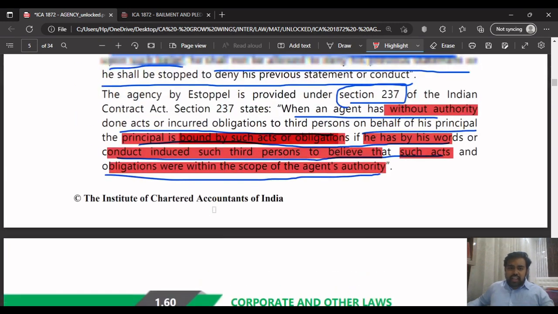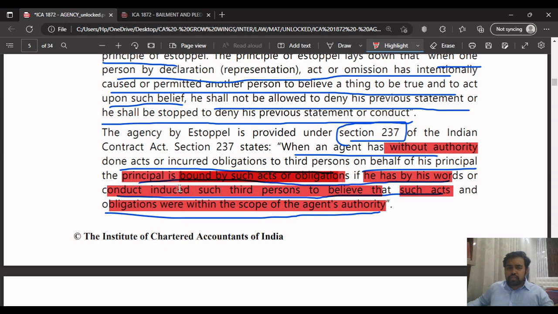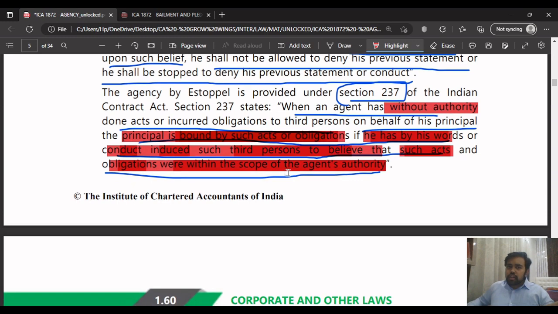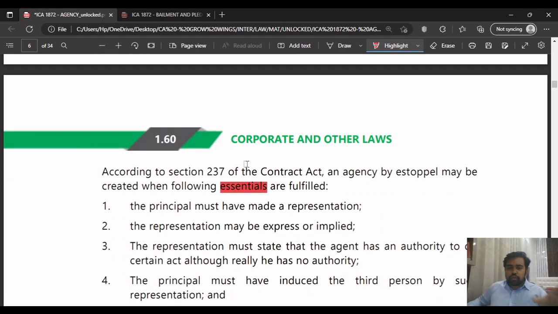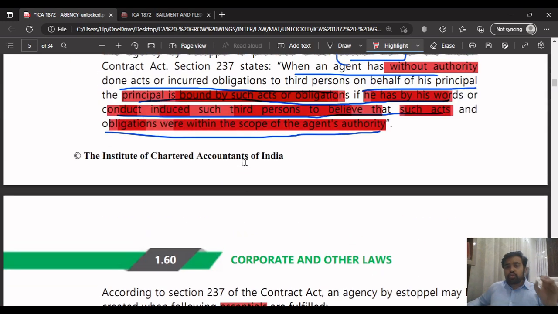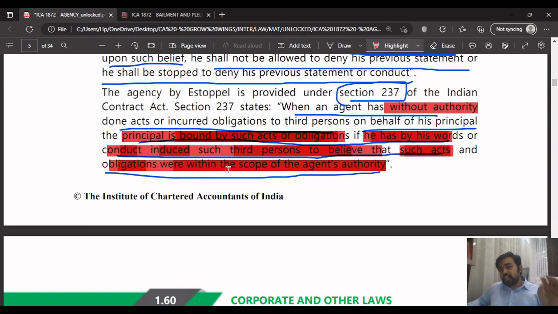Okay, you can write it in your own sentence, just use certain words that they have given here. The principal is bound by such acts and obligations if he has by his words and conduct induced third persons to believe that such acts and obligations were within the scope of the agent's authority. Use certain words. Okay, you can do it. By now you should have learned how to write a sentence by using keywords. I'm marking the keywords. At least you can form a sentence on your own, right?